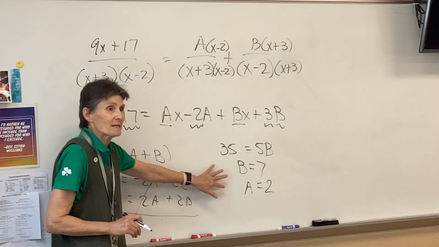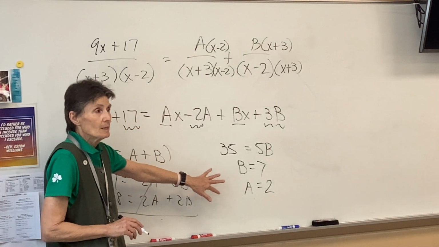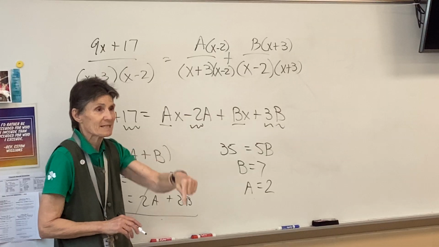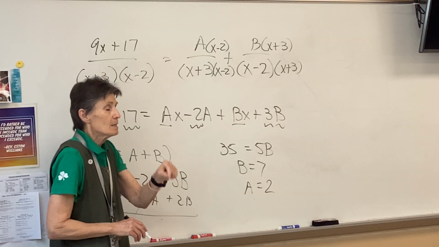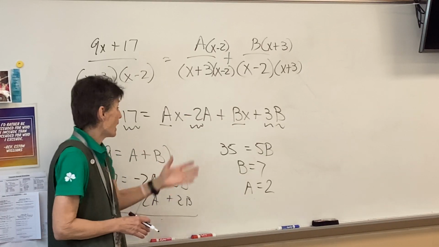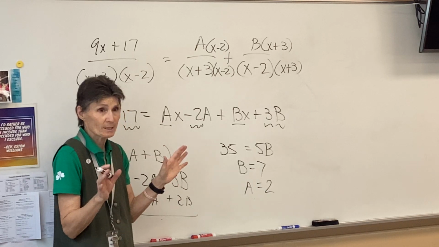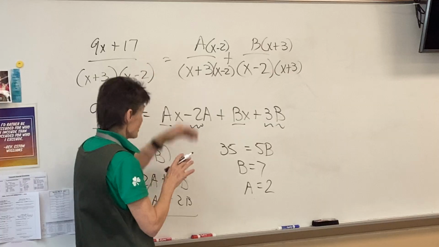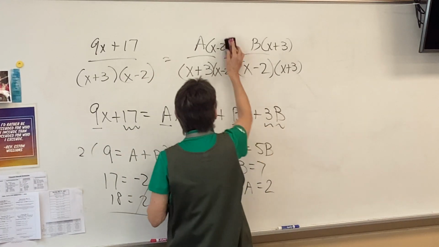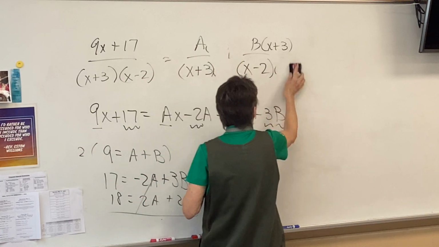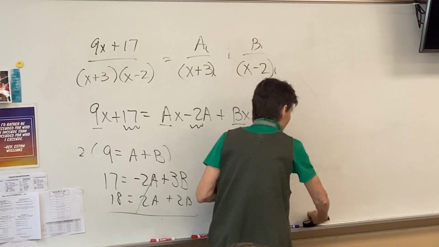All right, everybody okay with 7 and 2? Now, here is where the mistakes came for some of you. First of all, the answer is not A and B. The answer is what are the fractions. So when you write your fractions, remember how you built them in the beginning. This is how you built them.